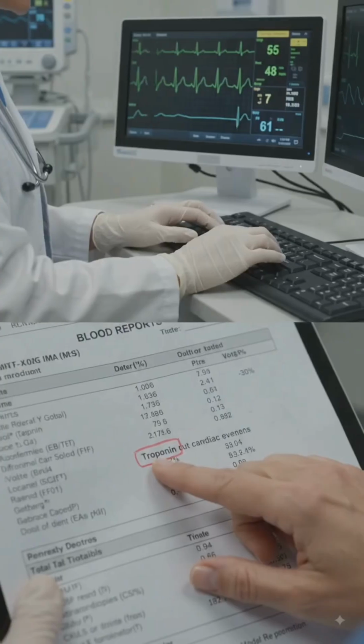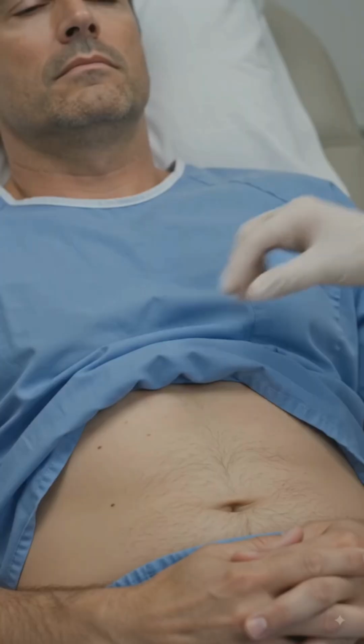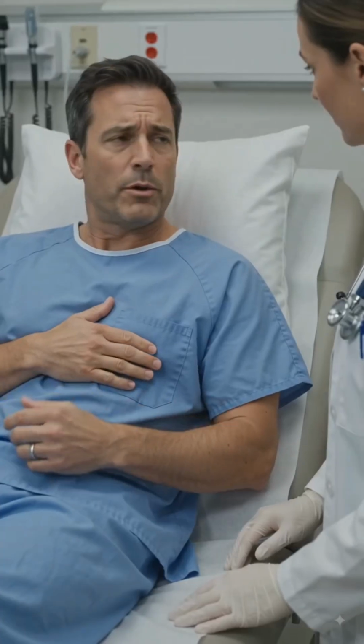Xiphodynia diagnosis focuses on exclusion. We first rule out life-threatening causes. The definitive test is physical palpation. Yes, that reproduces the pain.